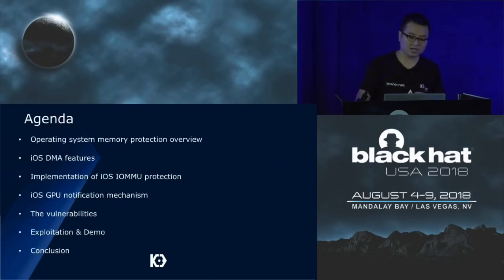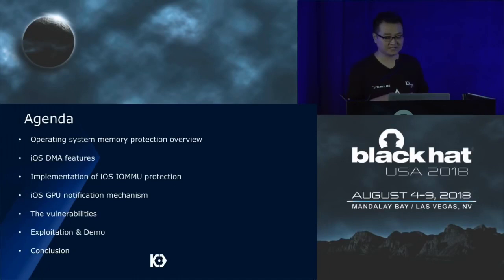escalation. So today our agenda is: we will firstly talk about the memory protection implemented by modern OSes. This is not a very interesting topic because it has been there for many years. Next, we discuss the iOS DMA features, including the previous research, as well as the implementation of the iOS IOMMU protection. And next, because KeenLab did a lot of reversing work on the iOS GPU notification mechanism part, since it is not an open source part of the iOS kernel.